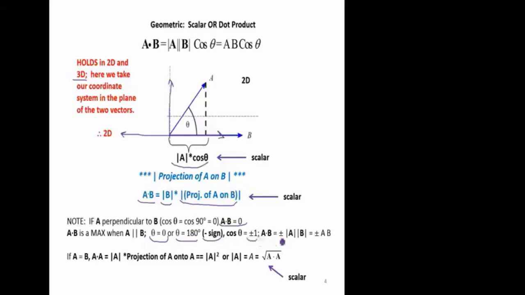A dot B is equal to plus minus the absolute values of the vectors, which means their length, and we usually write that as just AB. If A equals B, then you have A dot A is equal to A times the projection of A onto itself. If you multiply those together, you just get the length squared. If you take the dot product of A with itself, you're getting the length of A by just taking the square root. The length of A is equal to the square root of A dot A. And of course all of these are scalars because the dot product is a scalar.